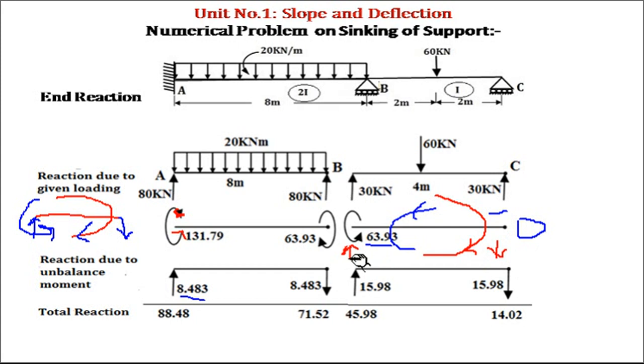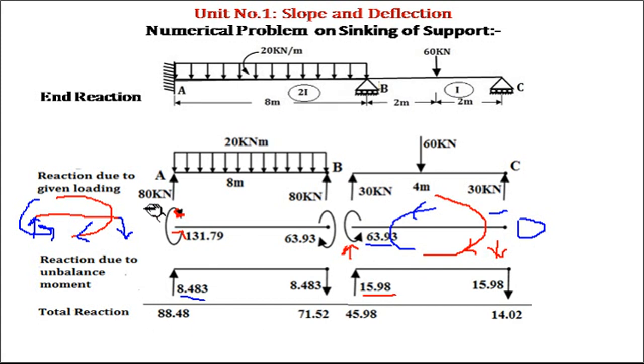Okay, so the unbalanced moment will be here. The moment is 63.93, here the moment is 0. So 63.93 divided by L, that is 4. So we'll get the value 15.98. Okay, now we have to find out the total support reaction.